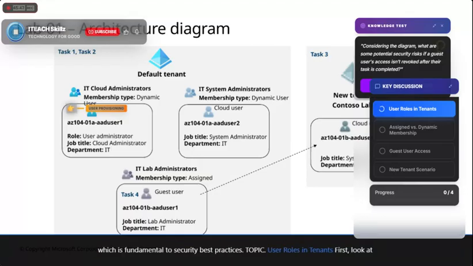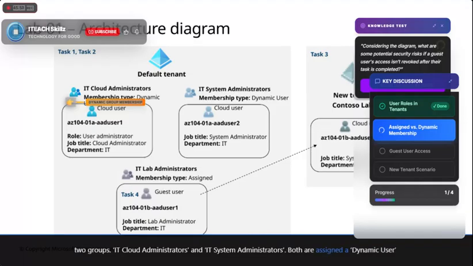Topic: User roles in tenants. First, look at the default tenant block. This represents the initial Azure environment you often start with. Within that, we have two groups: IT Cloud Administrators and IT System Administrators. Both are assigned a dynamic user membership type, which means their access is granted based on rules. For example, anyone in the IT department automatically becomes a cloud administrator.